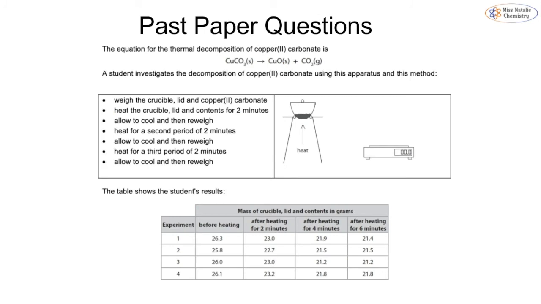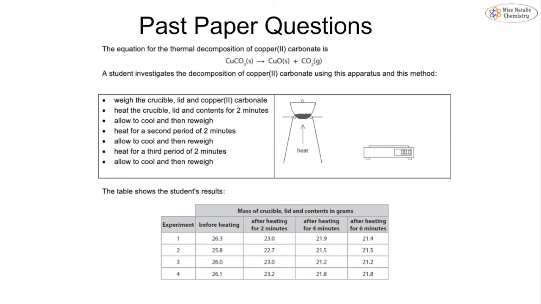Now we're going to finish off by looking at some past paper questions, and we'll look at a number of different types of question that could come up that will cover everything that we've looked at in this video. So the equation for the thermal decomposition of copper carbonate is CuCO3, giving us CuO and carbon dioxide.